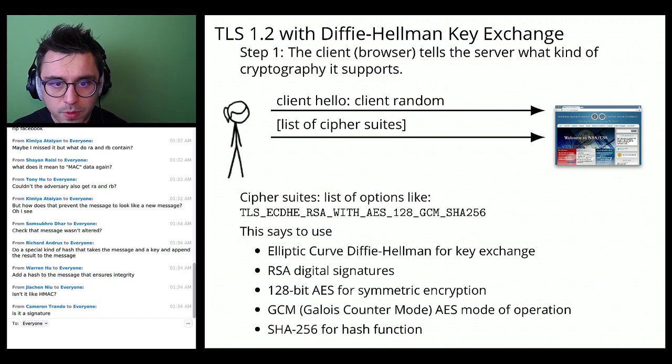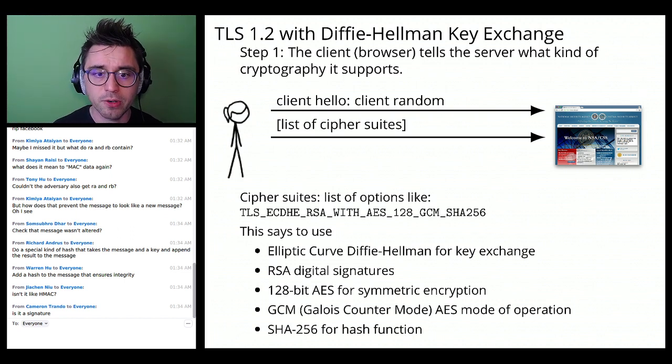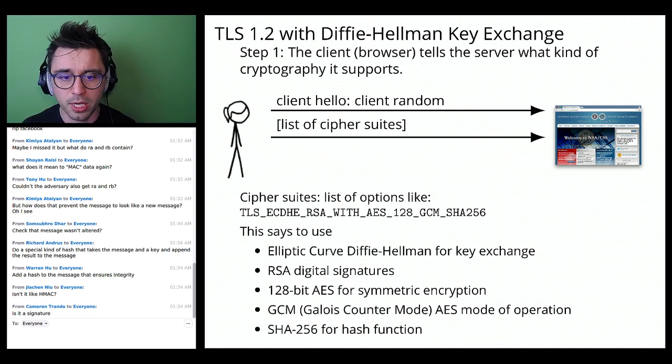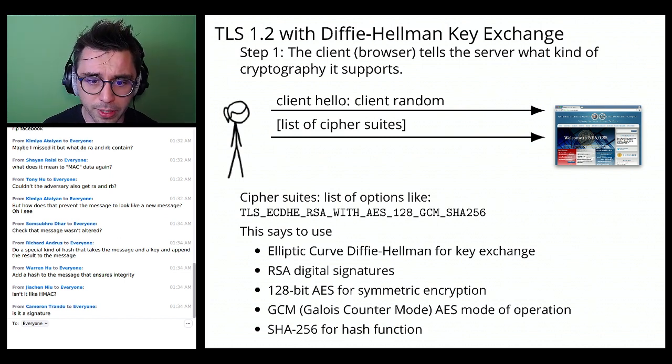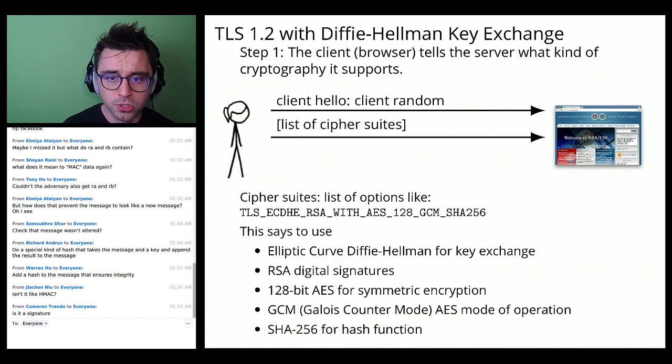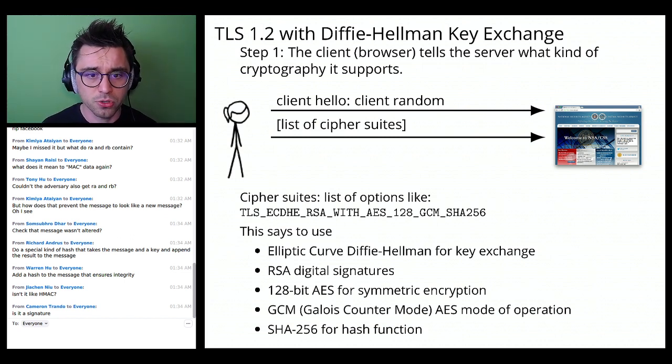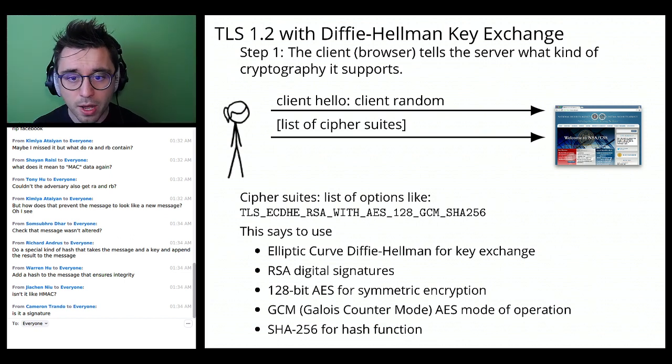Okay, so what we're going to look at in the rest of the class is TLS 1.2. We're not going to look at 1.3. I suggest you Google it. There are a bunch of really nice diagrams going through the whole handshake and record layer of TLS 1.3. So here we're going to look at 1.2, and we're going to start with 1.2 with Diffie-Hellman key exchange. There's also TLS 1.2 with RSA. So how does this work?